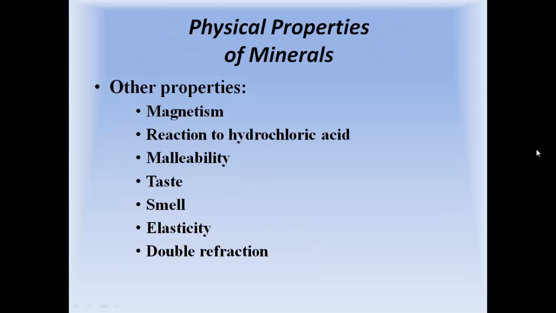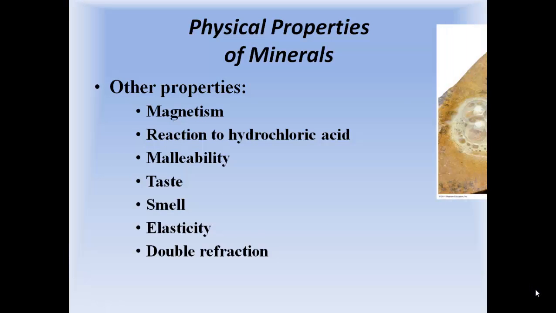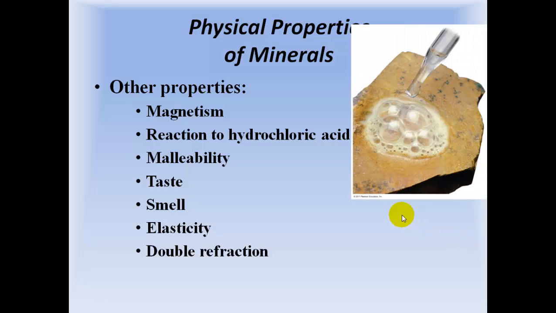Other properties besides magnetism, some minerals react to hydrochloric acid. Okay, so like calcite, you put hydrochloric acid on it, and it's going to start forming these carbon dioxide bubbles. Some are malleable. You can hammer them out nice and thin, like copper. Some will have a taste, like the halite we mentioned. Smell, like sulfur may have some smell to it, like rotten eggs. Some minerals can be elastic.